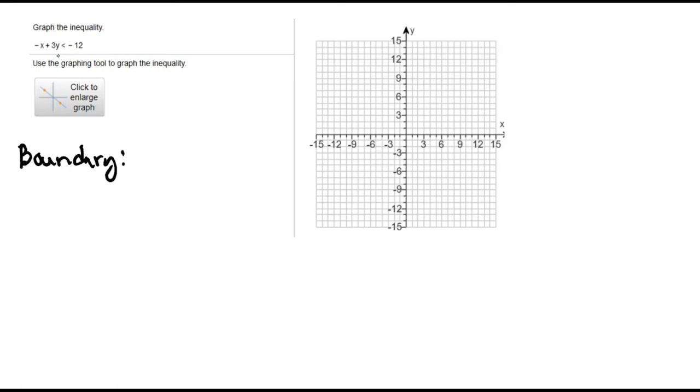Now the boundary is going to be the same as the inequality, except we're going to change that less than to an equal to. This is going to be our boundary.